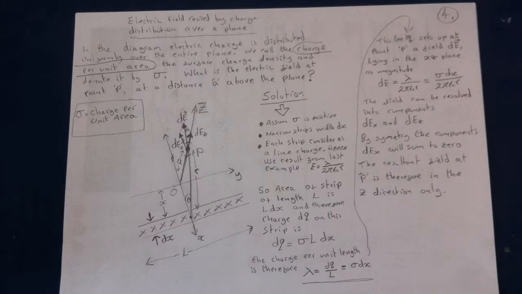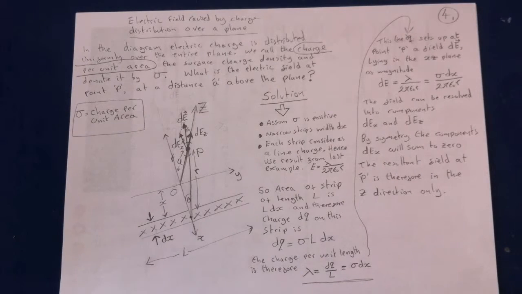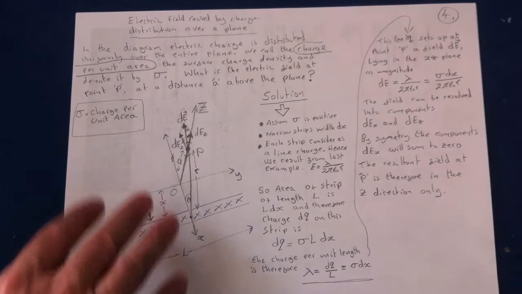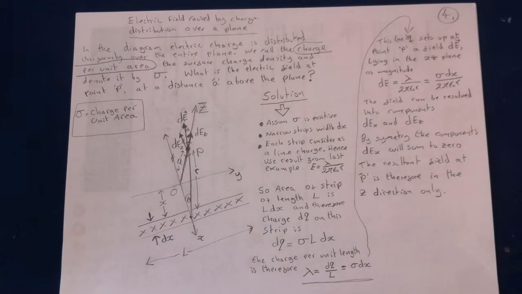We call the charge per unit area the surface charge density. We denote it by sigma. What is the electric field at point P at a distance a above the plane? Now the first thing we're going to do is assume for the moment that sigma is positive. So on this plane here we're going to divide the charge into narrow strips.